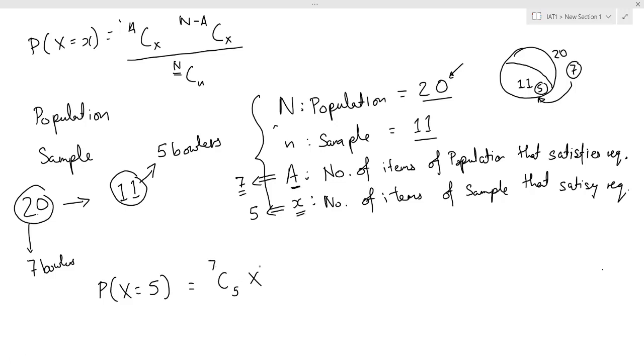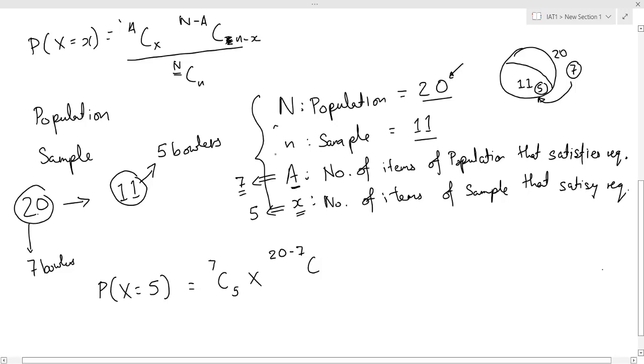So we write 7C5, then we write (20 minus 7)C. Sorry, over here it shouldn't be x. I am very sorry. It should be n minus x. Okay, I am sorry.